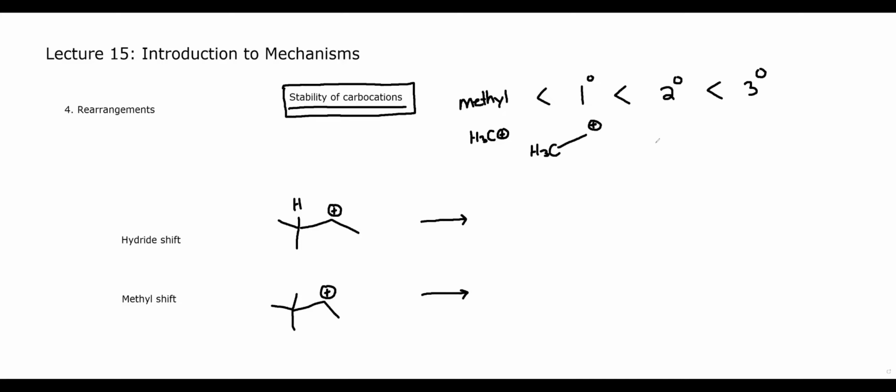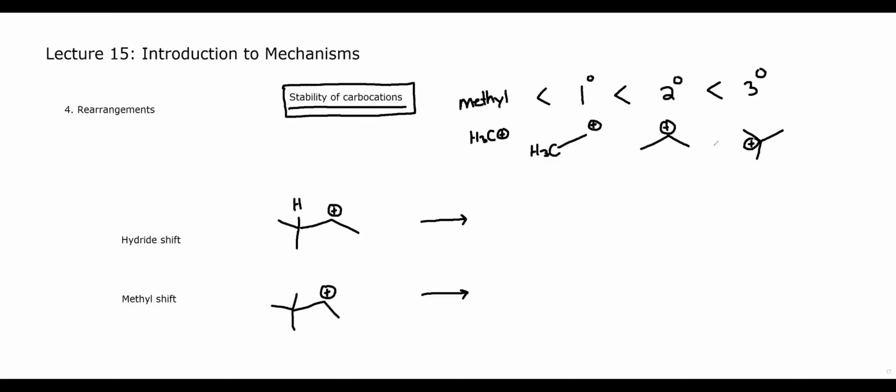A secondary carbocation would be something like this. It's connected to 2 other carbons. And a tertiary carbocation is the one we will see the most, which is connected to 3 other carbons. Okay, so when you see primary, secondary, or tertiary, that just means how many other carbons is it connected to. Primary is connected to 1 other carbon, secondary is connected to 2 other carbons, and tertiary is connected to 3 other carbons.